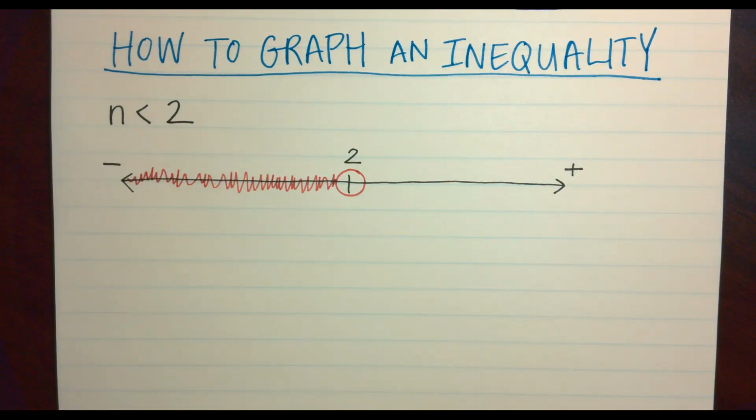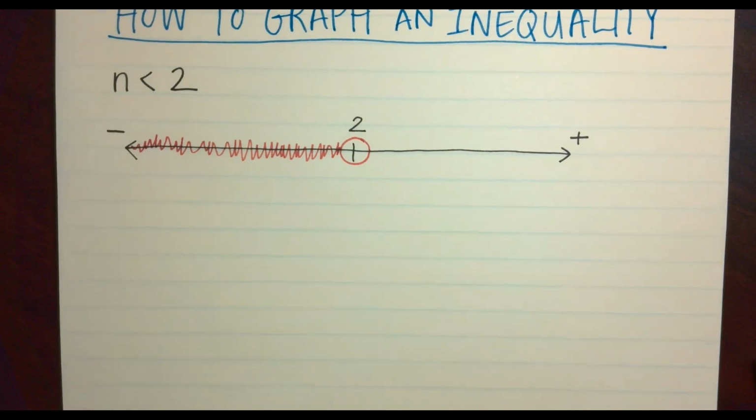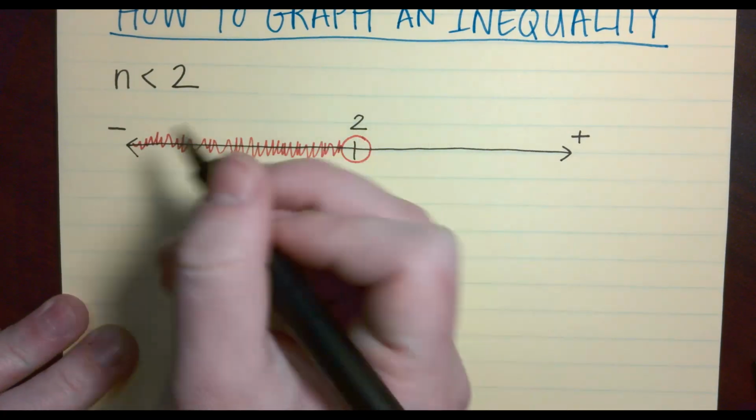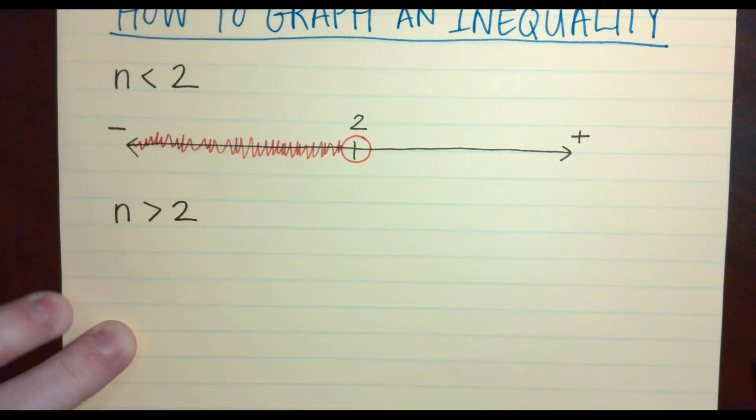That's not so bad, is it? It's not so bad. That's it. We're going to do a bunch more examples. We got this, guys. Okay, let's try n is greater than 2.